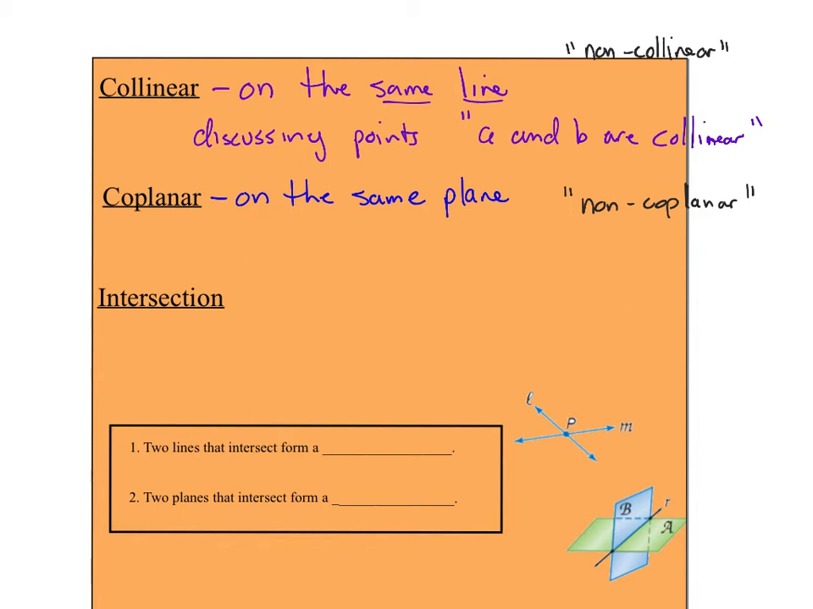And coplanar, you could be talking about points or lines or a combination of. You can talk about, hey, these three points are coplanar, or this point and this line are coplanar. And an intersection is just exactly what you think of. As you guys start to take driver's ed, intersections have a number of rules for driving. So an intersection is just where lines or planes meet.